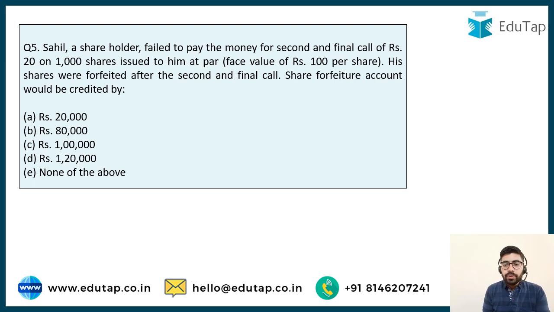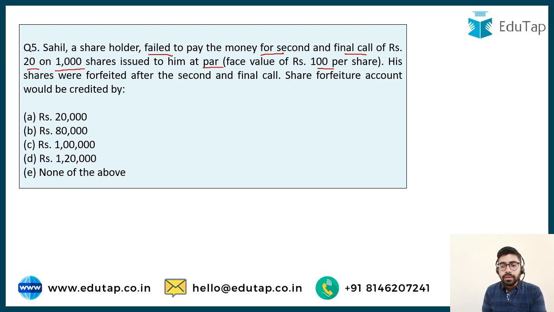So now let's take a look at another question. It says Sahil, a shareholder, failed to pay the money for second and final call of ₹20 on 1,000 shares issued to him at par, face value of ₹100 per share. Now his shares were forfeited. Share forfeiture account would be credited by how much amount?